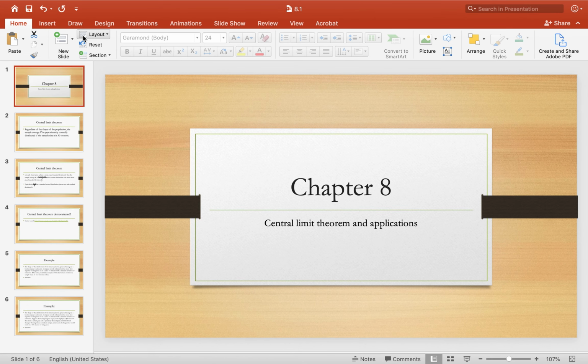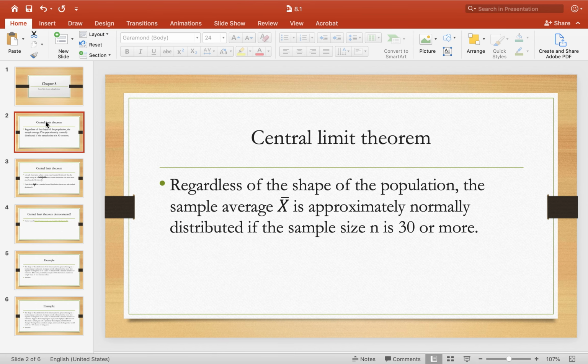Well, welcome to my lecture on Chapter 8. It's on the central limit theorem. So, by now, hopefully we've had some experience from Chapter 7 with the normal distribution. And Chapter 8 says something very specific. It says something about the sample average.